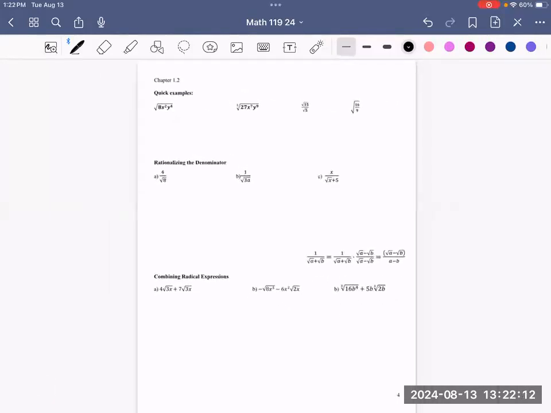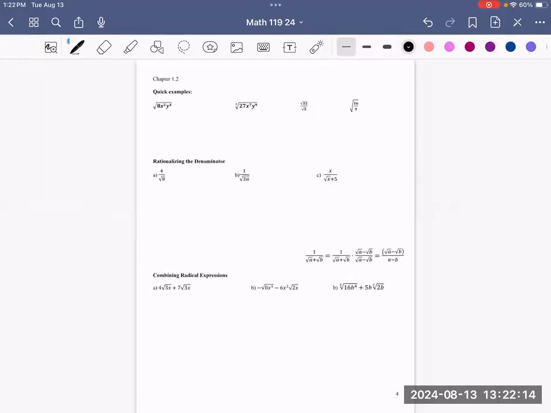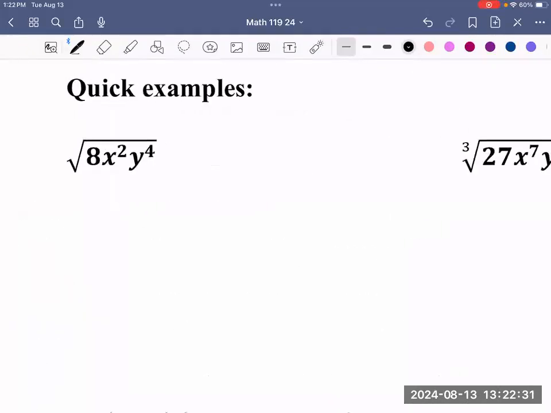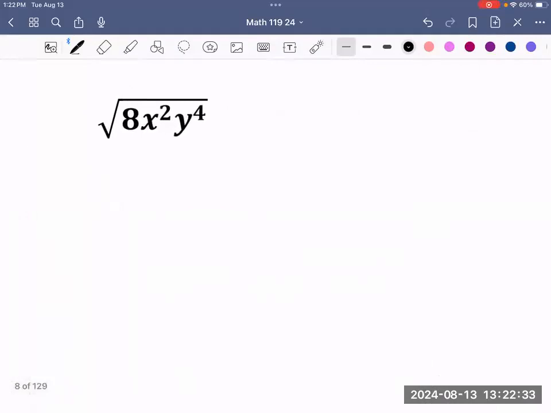So this is our last page. Thank goodness, 4 pages of lecture is a lot for me with a lot of examples. So that being said, can you try out the quick examples, and then we'll talk about rationalizing the denominator. All right, so let's take a look at these little mini problems. So this problem we can break up into little mini problems, separating out the coefficient from your variables.